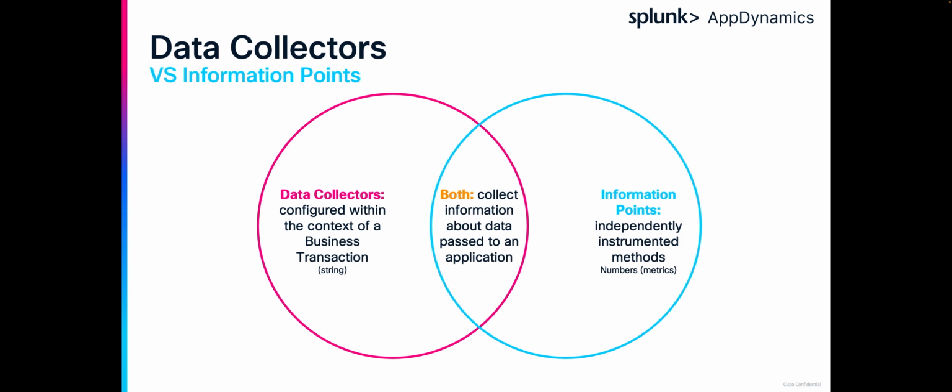Now, I will let you know, because I don't want anyone to get confused in terms of what is a data collector versus an information point, and what do they have in common. So a data collector is always in the context of a business transaction, and it's about information that is being collected from string information, or in the context of a string. So the values that are getting passed through the code get picked up, and that string information can get matched with the data collector you have set up, and it'll start giving you all of that extra context, not only in the flow map of a business transaction, but also in the snapshot.